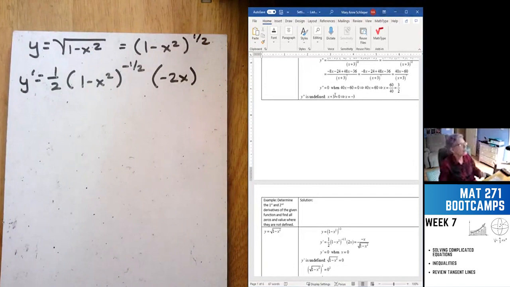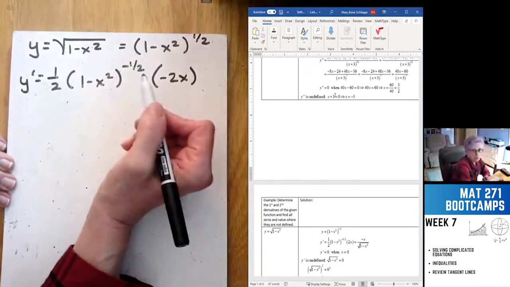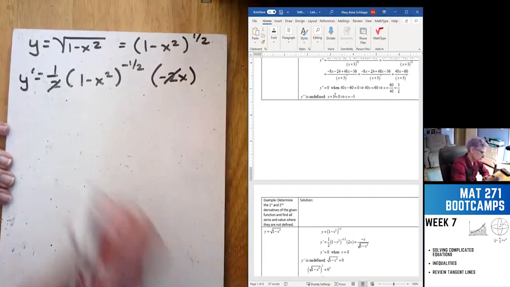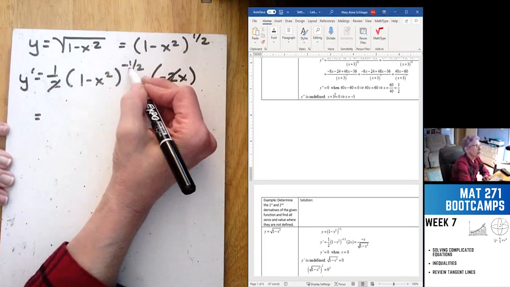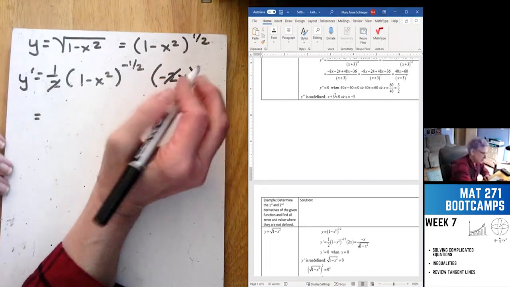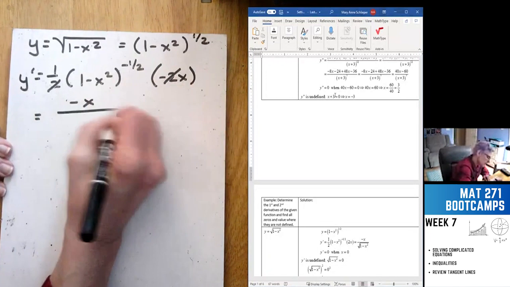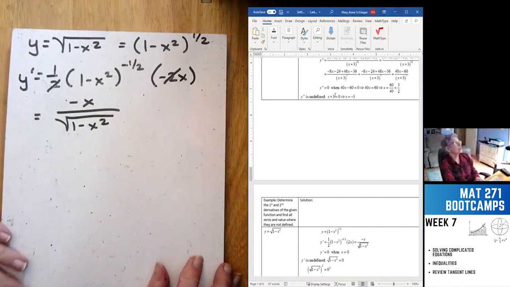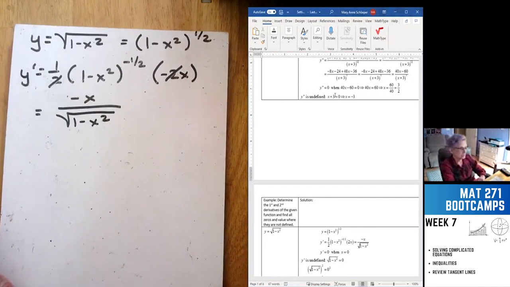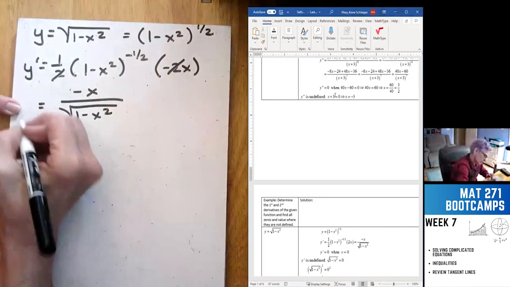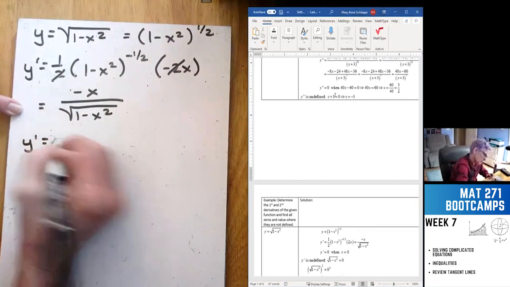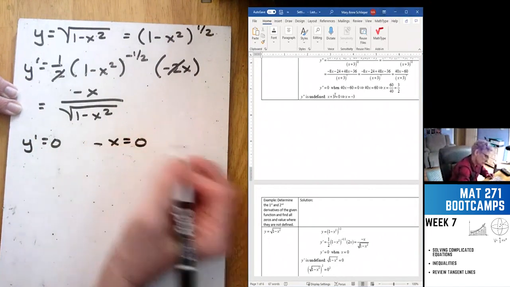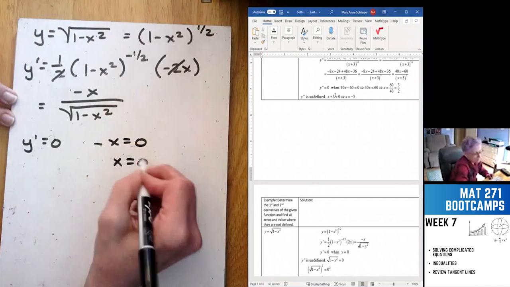Again, I'm going to want to simplify this as much as I can because I'm going to set it equal to 0. So first, that 2 can cancel with that 2. Negative exponent means I really live below the fraction bar. So I'll put a minus x up top, and then I have the square root of 1 minus x squared down below. So this y prime is equal to 0 when the numerator is equal to 0. So when x is 0.